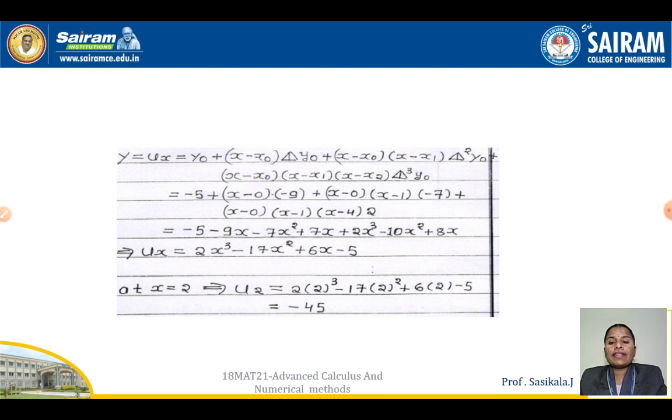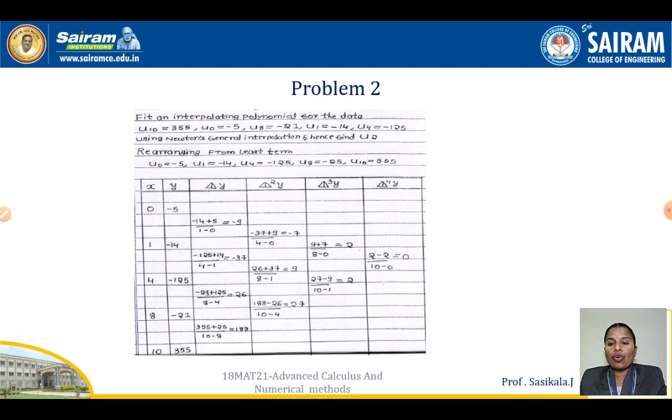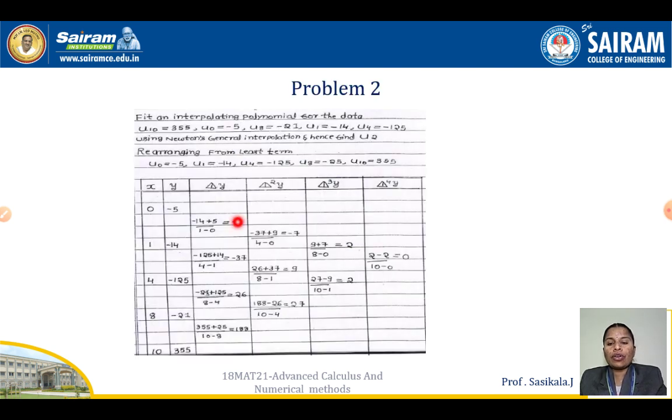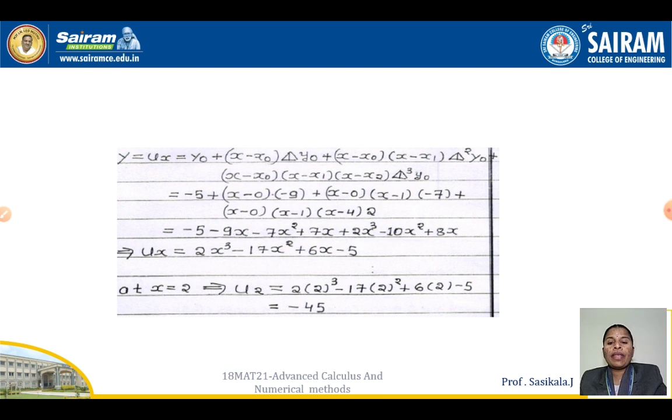What is that? x0, x1, x2. What is it here? x0. x0 is 0. x1 is 1. x2 is 4. Okay. Then after that replace your del y0, del squared y0, del cube y0. Del y0 is the first value, minus 9, del squared y0 is minus 7, and del cube y0 is 2 from the divided difference. Okay. So substitute all, and you see I have simplified.